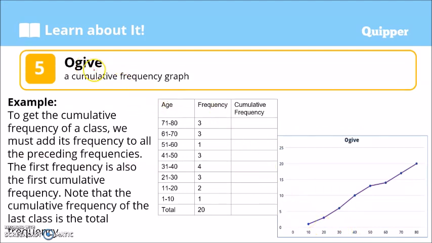Ang ogive naman, an ogive is a cumulative frequency graph. Okay, cumulative frequency graph. When we say cumulative, ibig sabihin na add. Okay, inadd yung previous sa present. Okay, so that's cumulative frequency graph. To get the cumulative frequency of a class, we refer to this as class, no? Class intervals. So we must add its frequency to all the preceding frequencies. The first frequency is also the first cumulative frequency. Note that the cumulative frequency of the last class is the total frequency.